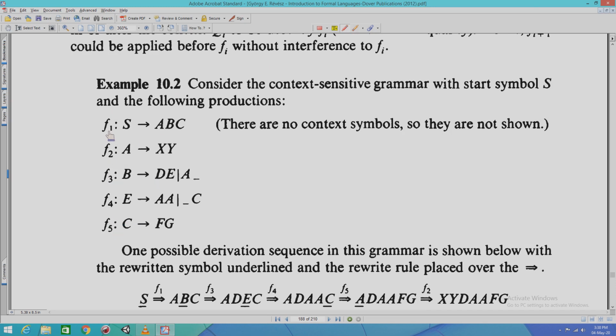Let's take this example. In this example, consider the context sensitive grammar. We have a CSG, context sensitive grammar, with start symbol S and the following productions. We are having 5 productions here. All the productions are labeled as F1, F2, F3, F4, F5. So we will call these productions by these names. First production S to ABC, second production A to XY.